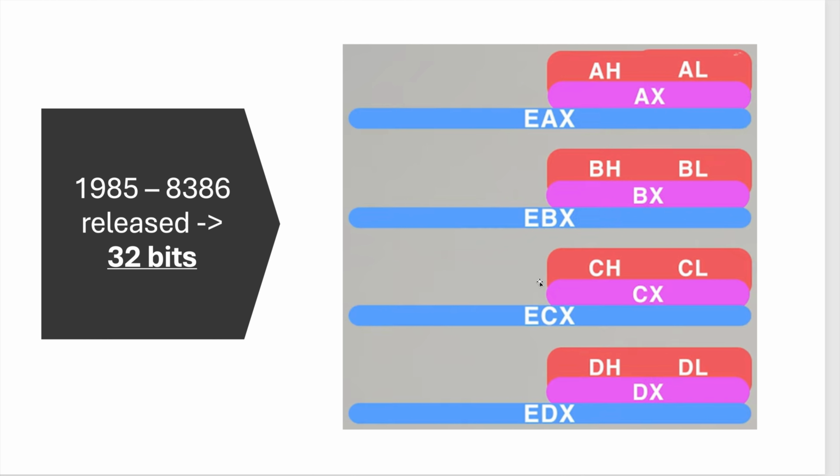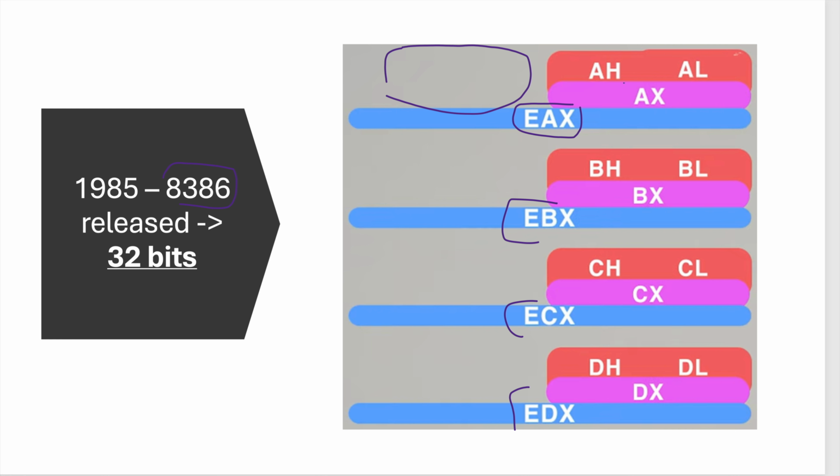Then they released another chip later on in 1985 called the 8386 chip. That, of course, added an additional 16 bits. And when you did this, if you wanted to refer to the whole thing combined, they called it EAX, or extended AX, extended BX, extended CX, and extended DX.